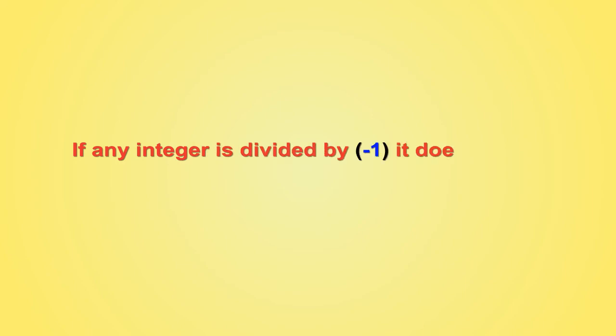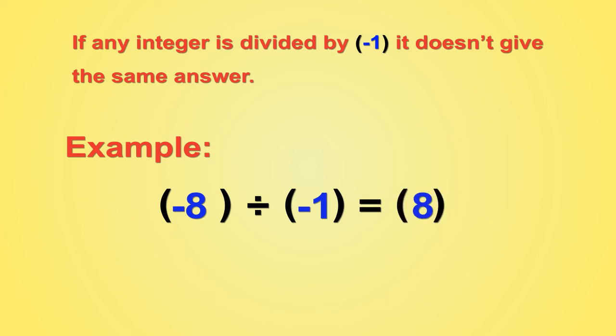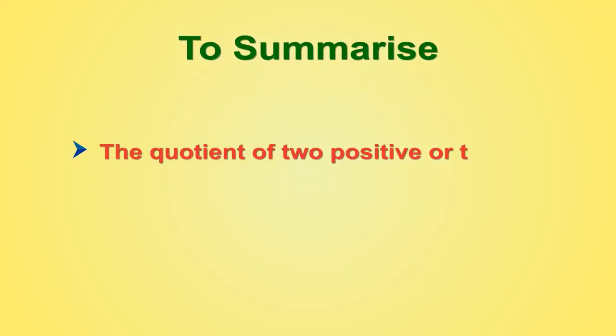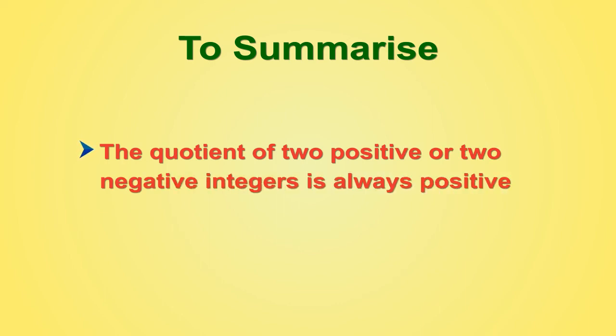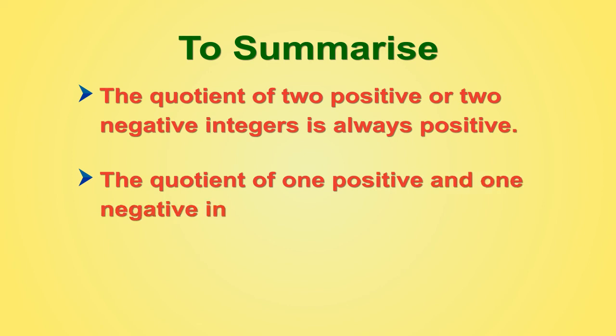But if any integer is divided by minus 1, it doesn't give the same answer. For example, minus 8 divided by minus 1 is equal to 8 and 6 divided by minus 1 is equal to minus 6. To summarize, the quotient of two positive or two negative integers is always positive. The quotient of one positive and one negative integer is always negative.